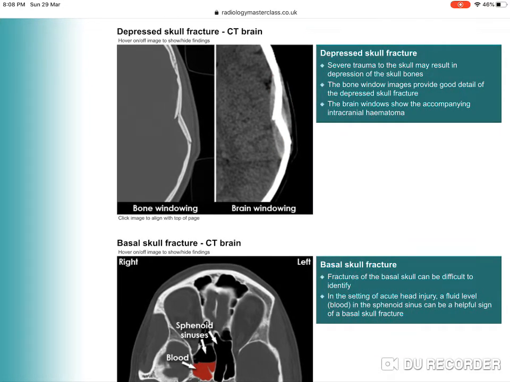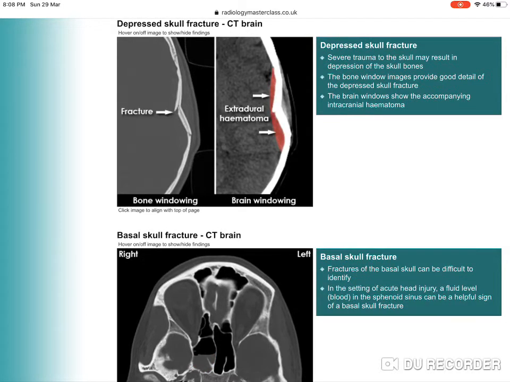Depressed skull fracture. Severe trauma to the skull may result in depression of the skull bones. The bone window images provide good detail of the depressed skull fracture. The brain window shows the accompanying intracranial hematoma.